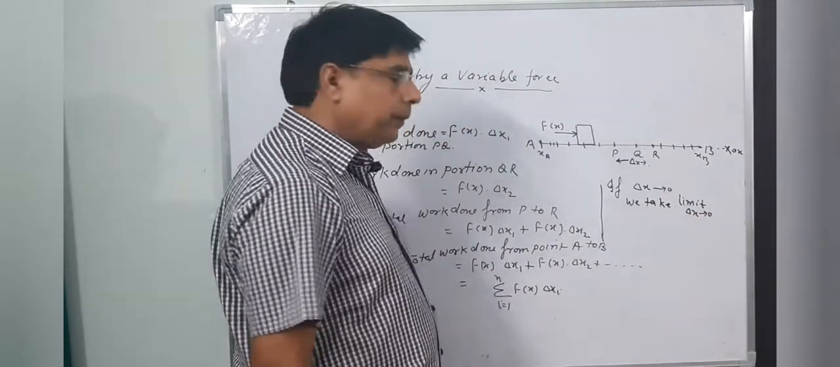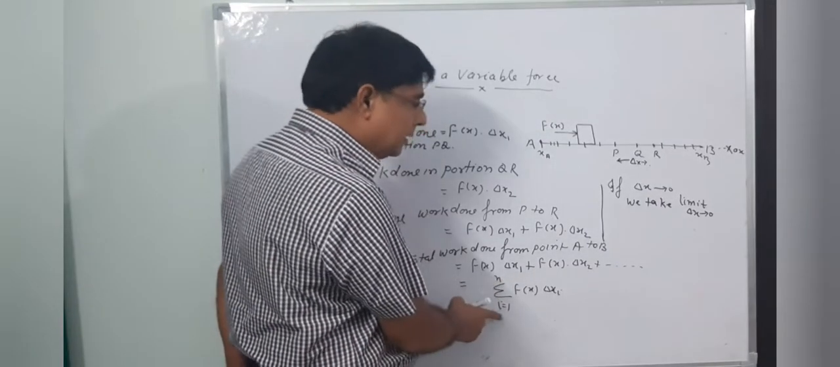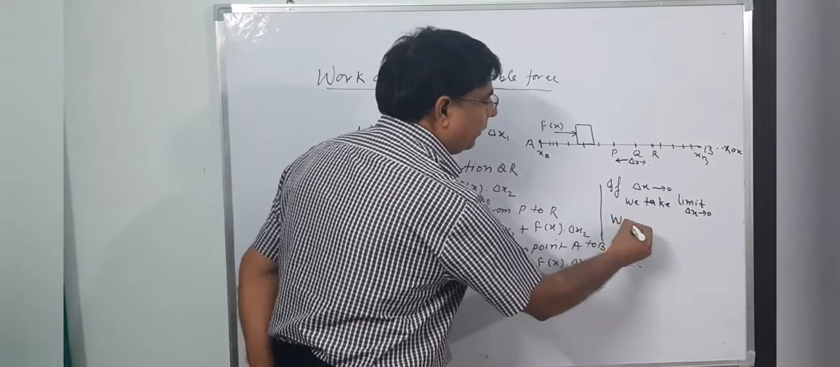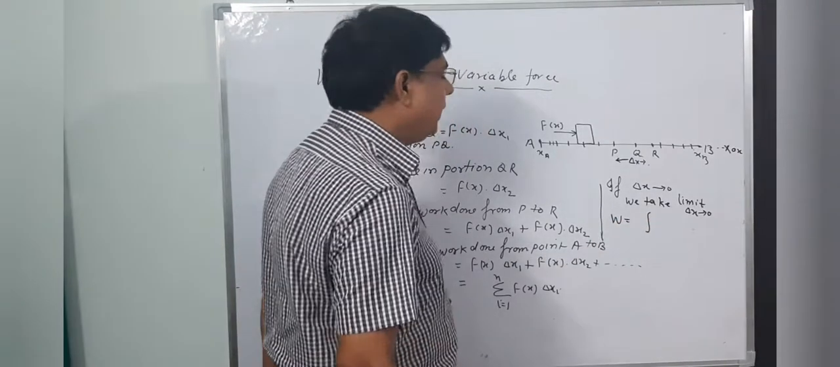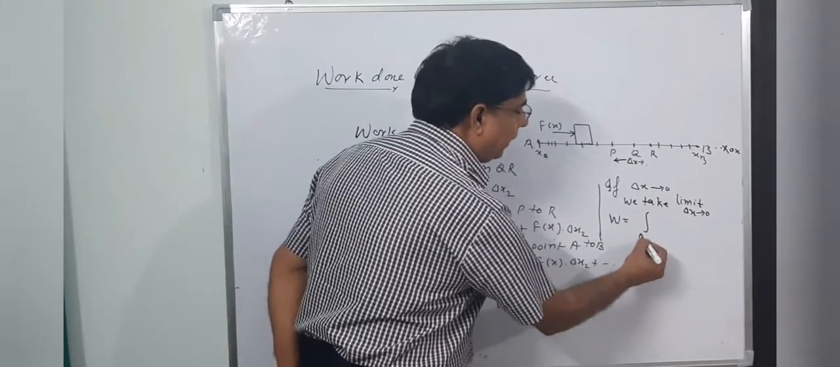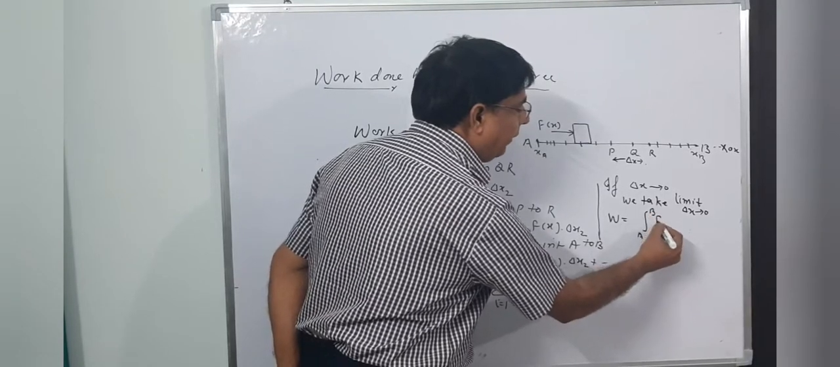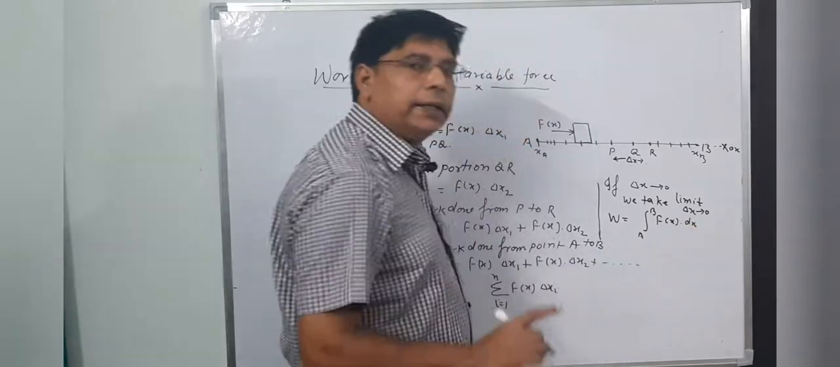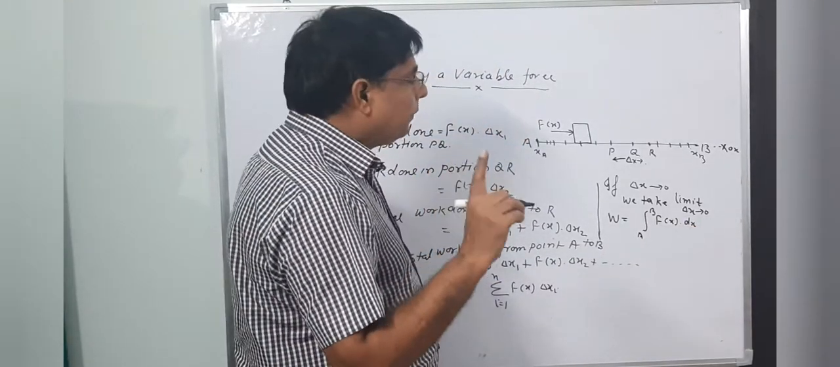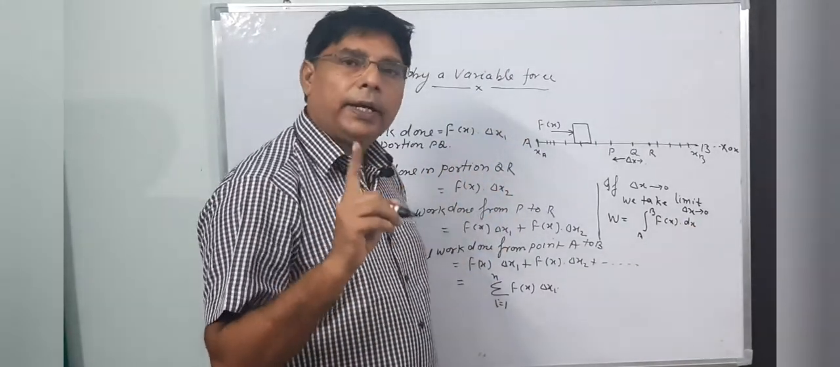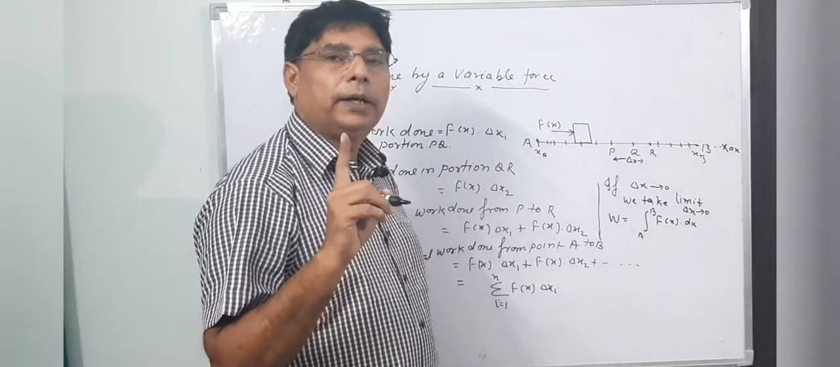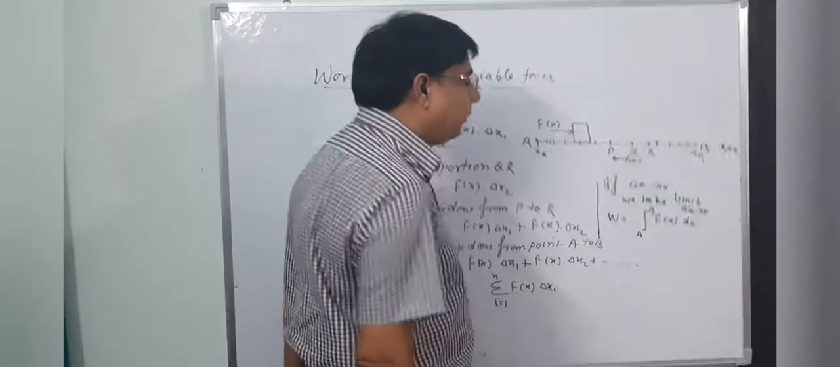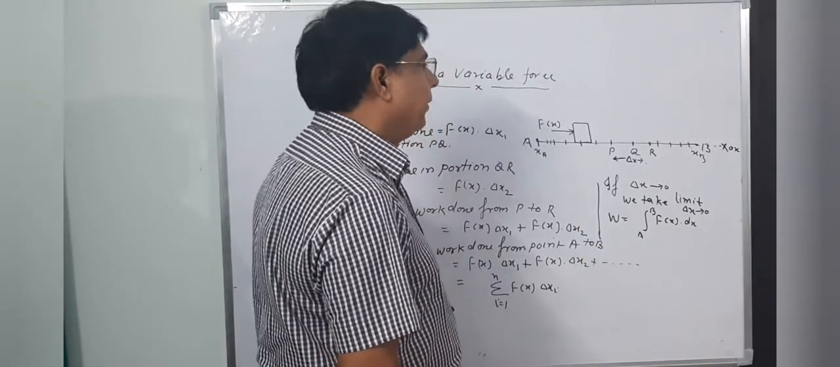In that case, we will replace this summation sign with integration. Then total work will be equal to the integration from point A to point B of f(x) dx. dx means a very small value, an infinitesimally small value of the displacement. In this way we can find out the work done by the variable force.